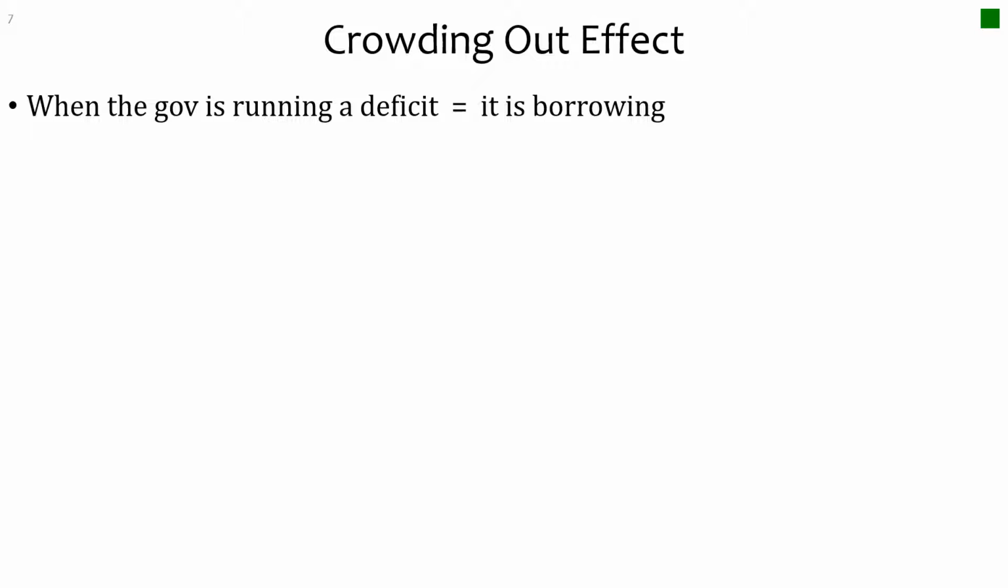Now, you might think, okay, a deficit is not necessarily a problem. Actually, it is because of a crowding out effect. When the government is running a deficit, it means it's borrowing, it means it's accumulating debt. That is the same as negative saving. Remember, borrowing and saving are two opposite things. Borrowing is when your spending is more than your revenue. Saving is when your spending is less than your revenue, right?